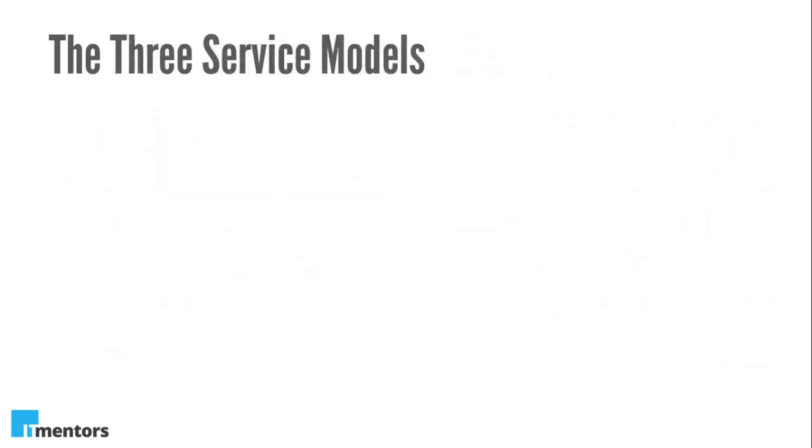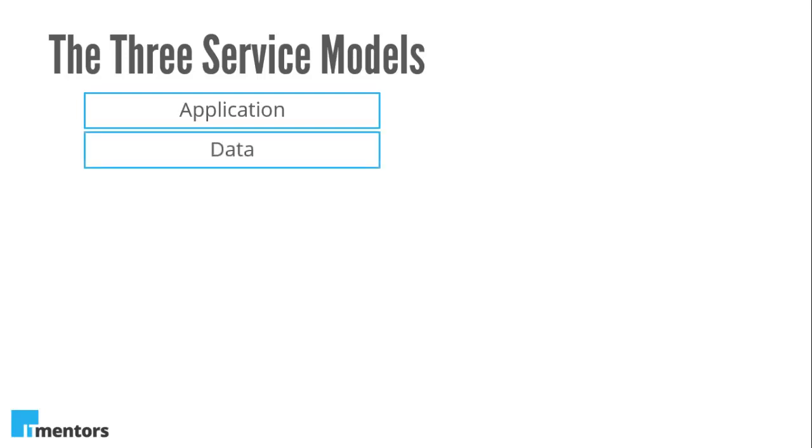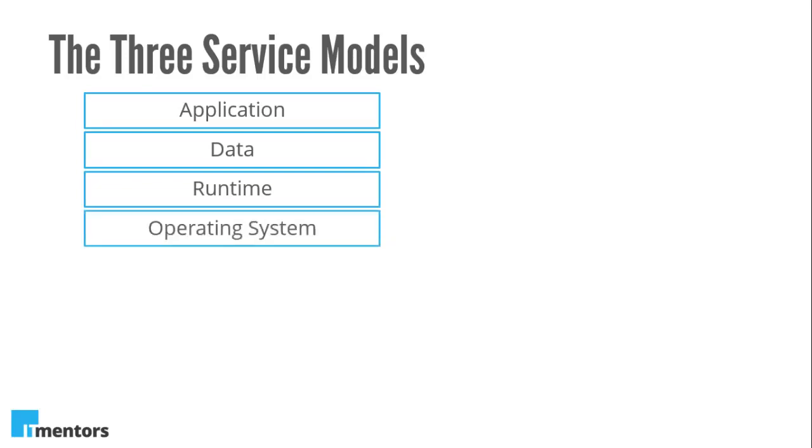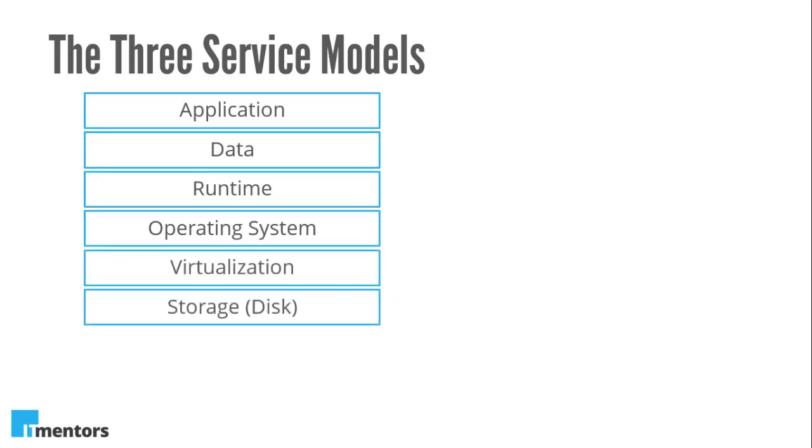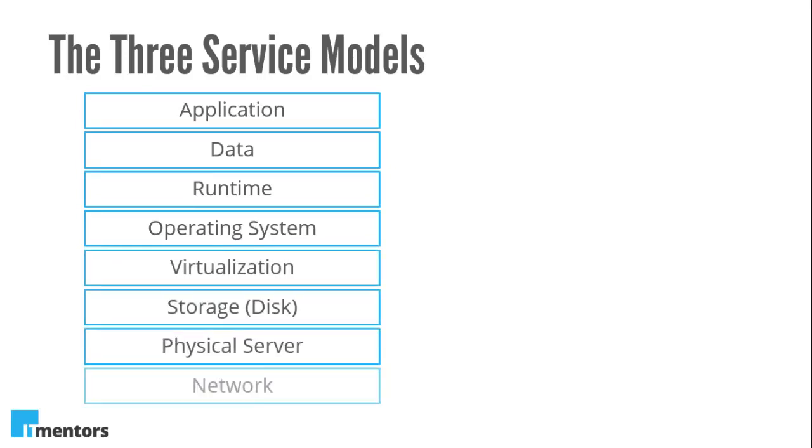The next element of the NIST definition are the 3 service models. To explain these, let's talk about software. Think of any application you've built. It probably sits on top of a fairly extensive stack of technology. You've got your data, possibly a runtime like Java or .NET, and an operating system. In the cloud, the OS is nearly always virtual. Below that, you've got the raw disk drives, the physical server, and the physical network itself.